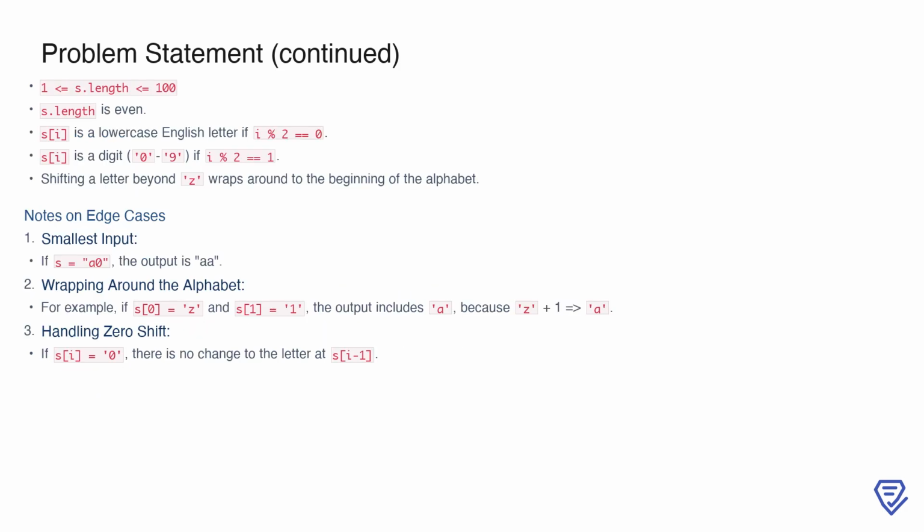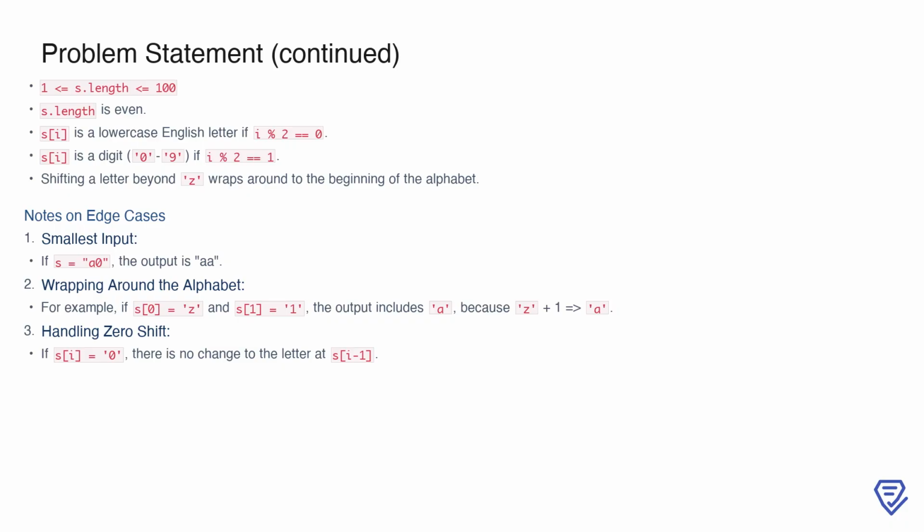Now, let's discuss a few important constraints and edge cases. The string length s.length is always between 1 and 100, and it is guaranteed to be even. Lowercase letters occupy even indices, while digits are at odd indices. When shifting a letter, if the result goes beyond z, it wraps around to the beginning of the alphabet. For instance, shifting z forward by 1 results in a.